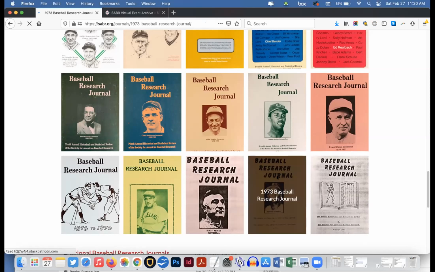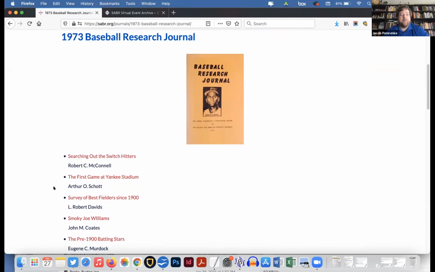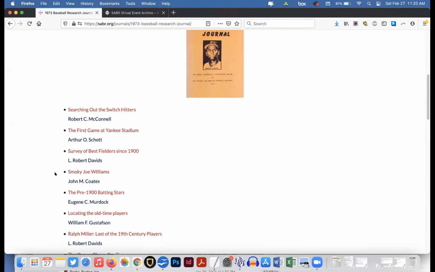I'll click through here on one of the early Baseball Research Journals so you can see some of these names may or may not be familiar to you, but a lot of early SABR members, some of the founding members, including Bob Davids and Bob McConnell. So a lot of really interesting, groundbreaking research, especially at the time, because back in the 1970s when SABR was first forming, there weren't a whole lot of places to publish this type of research. That was one of the reasons SABR was formed, was to have an outlet and to be able to disseminate all of this research that members were interested in doing. And so it's really evolved a lot in the last 50 years. But that was the whole purpose, was to have a way to publish some of this research.